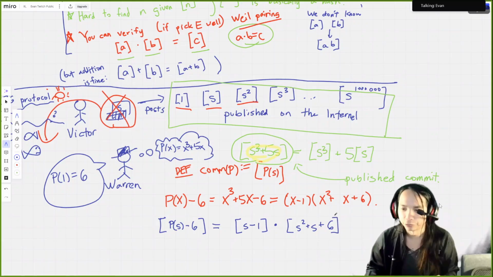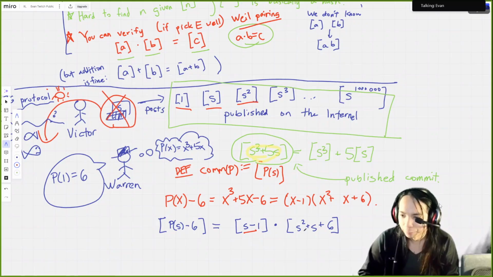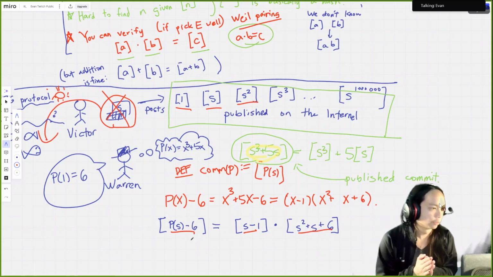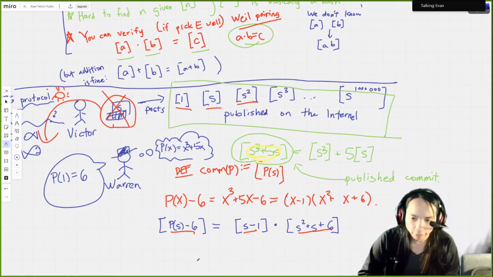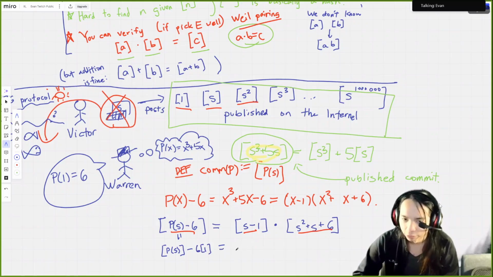This thing is going to be true in the sense that the pairing operation that I was talking about earlier will allow someone to verify that this number inside times this number inside is equal to this number inside, even without revealing any of the numbers. Warren has already published the number on the left-hand side because it was the commitment, and 6 is public information because 1 is publicized. s minus 1 is also public information because Victor computed these things for us.